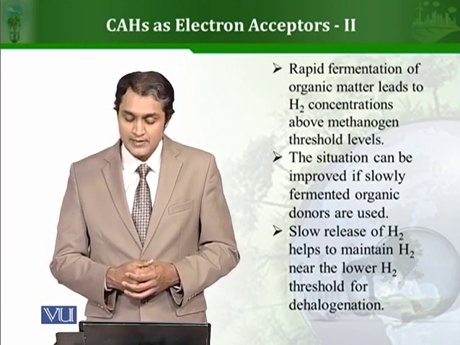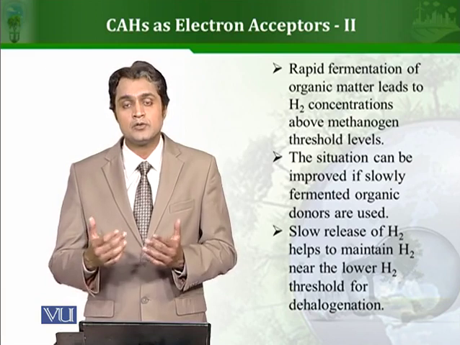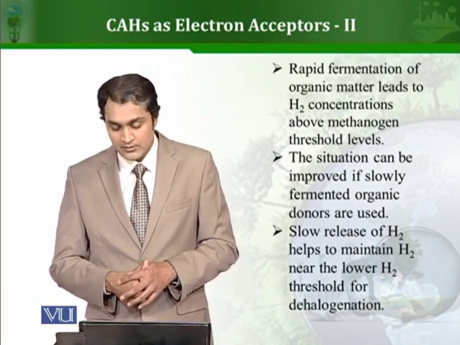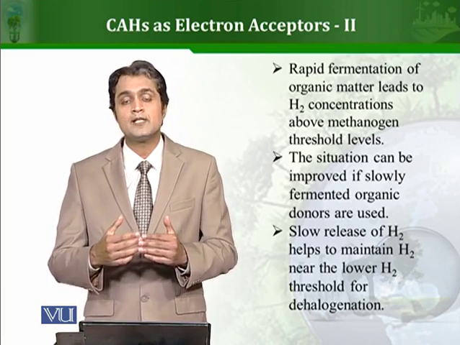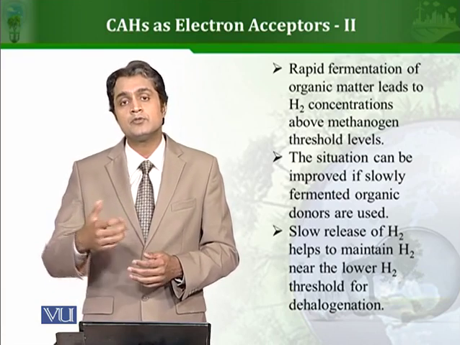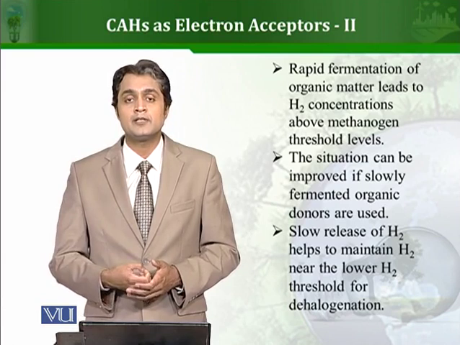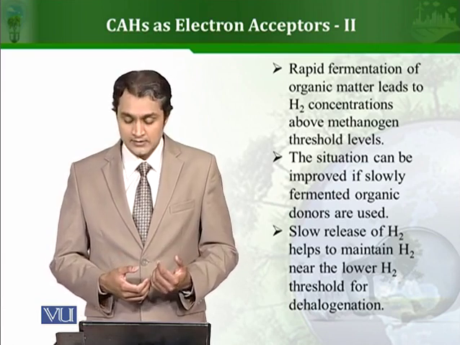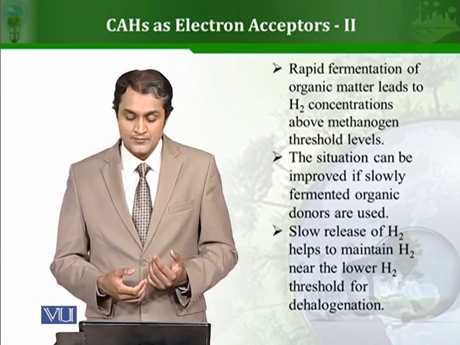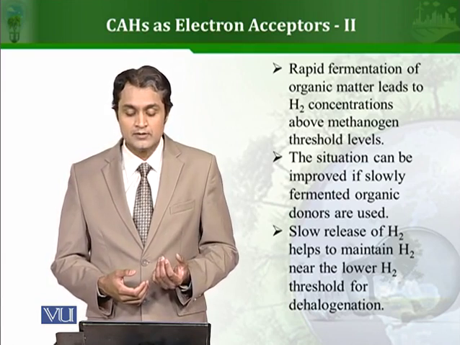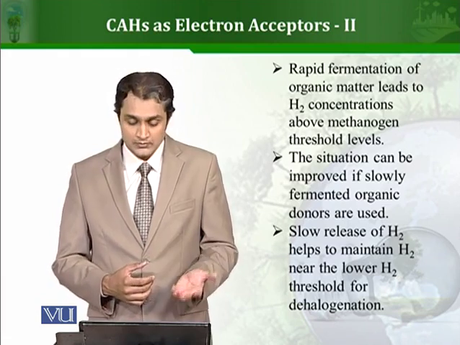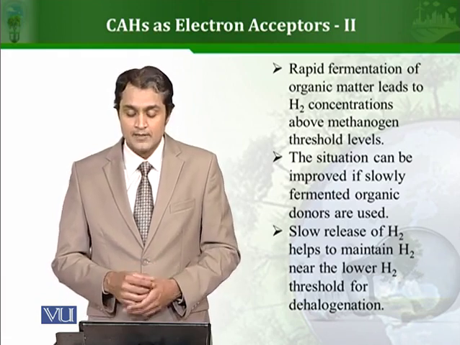Slow release of hydrogen helps to maintain hydrogen near or lower than the hydrogen threshold required for dehalogenation. So because of this, methanogens will not get enough hydrogen concentration to grow. However, other microbes will grow and they will start the dehalogenation process. This was about how different chlorinated aliphatic hydrocarbons can be used as electron acceptors. I will see you in the next lessons.